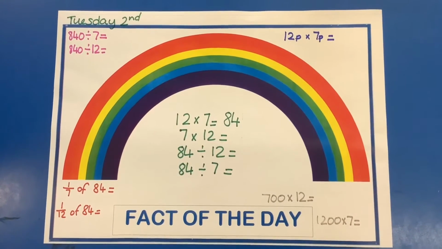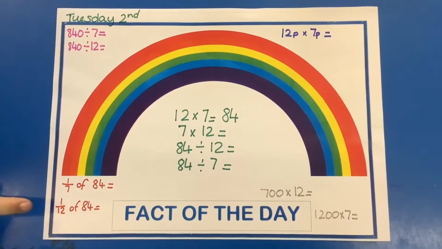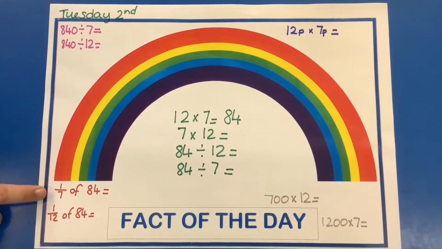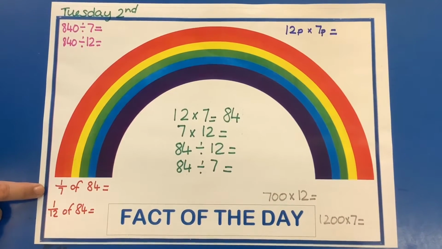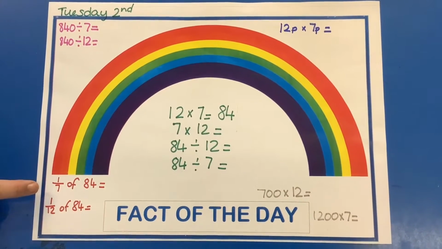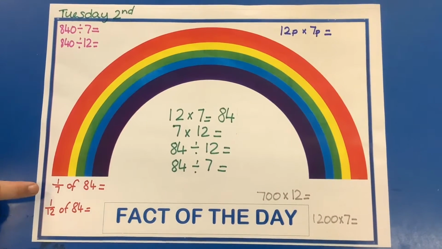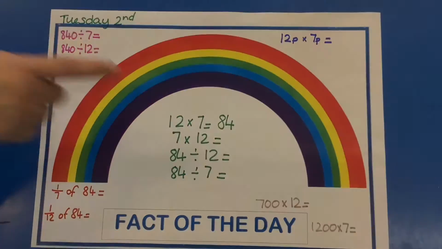So what other things do you know? As usual, I've put a few things off to start you off. I've included a fraction here. The challenge for today is whether you can add maybe a percentage or decimals. No, I haven't put a decimal on here. So maybe you could think of a decimal that's using the numbers 12 times 7.